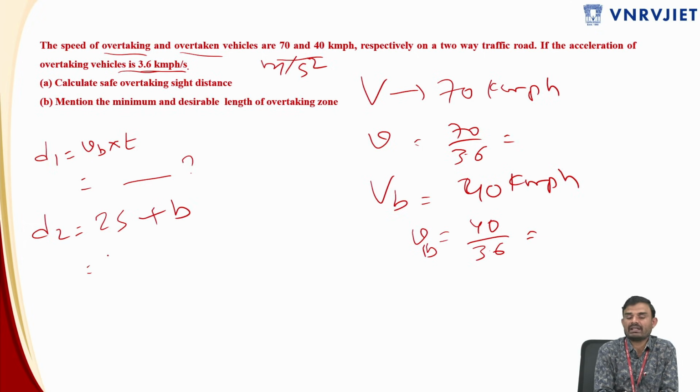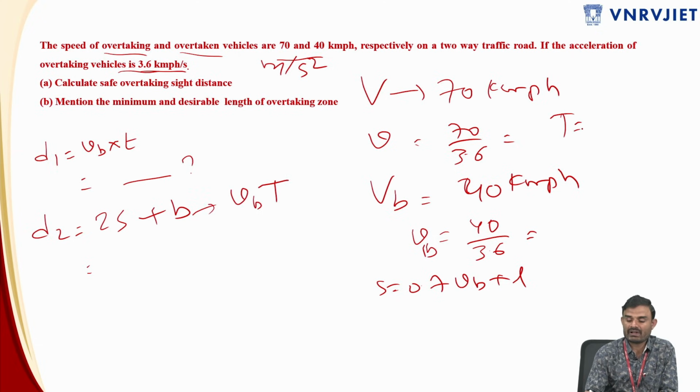2S, you have to calculate the S value again, where S is equal to 0.7 times VB plus L. Again you have to assume the value of L when and where the values are not given. You have to write the statement: assume the value of L, length of the vehicle, to be 6 meters. From this, again you know the value of B, which is VB into capital T. Of course, again you have to calculate the value of capital T, which is 4S by A. You substitute the value of S over here, and the acceleration.